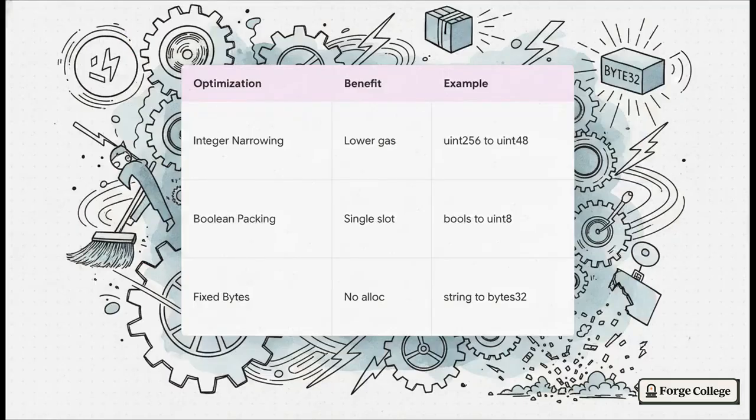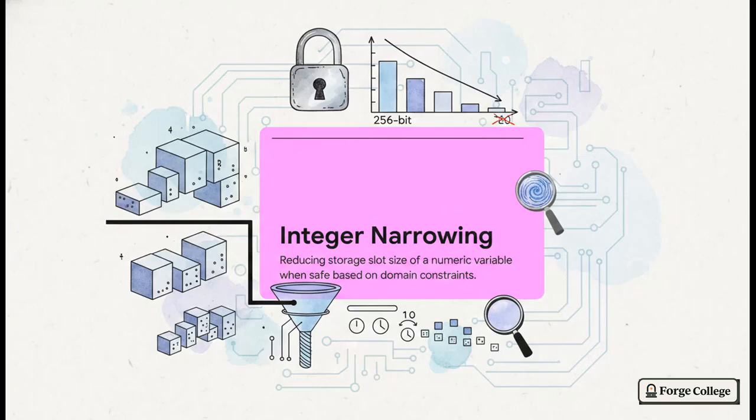So to clean up this giant warehouse of ours, we're going to use our three main cleaning supplies. I actually like to call these the big three optimizations. We've got integer narrowing, boolean packing, and converting short text to fixed-length bytes. Seriously, mastering just these three techniques alone will instantly level up your Solidity code from amateur to professional. Let's start with the first one on that list, integer narrowing.